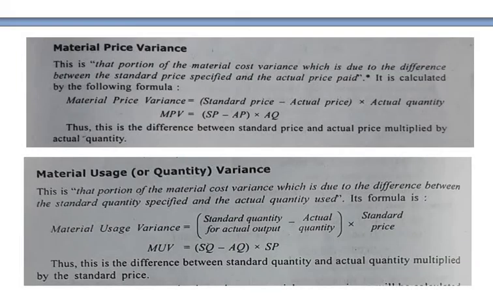Then we have the material price variance. The material price variance is calculated by the formula standard price minus actual price into the actual quantity. So the material price variance is the difference between standard price and actual price multiplied by the actual quantity. Then followed by the material usage or quantity variance. The material usage variance is calculated by the formula SQ minus AQ into SP, where SQ stands for standard quantity for actual output, AQ stands for actual quantity, and SP stands for standard price.